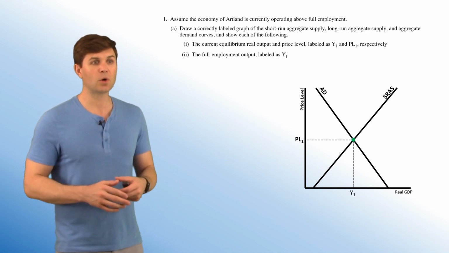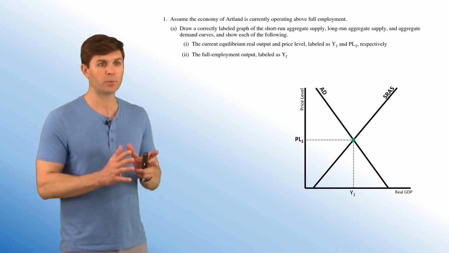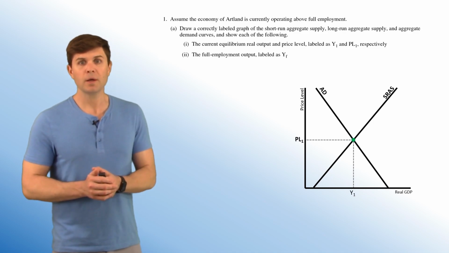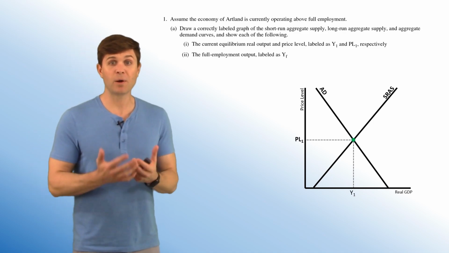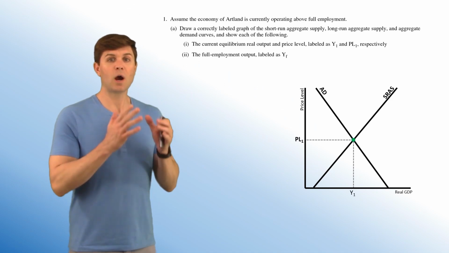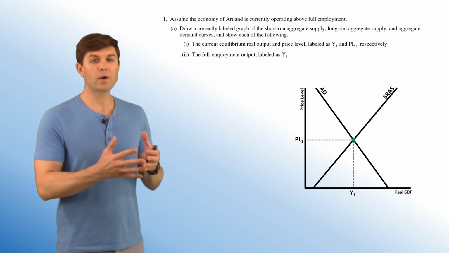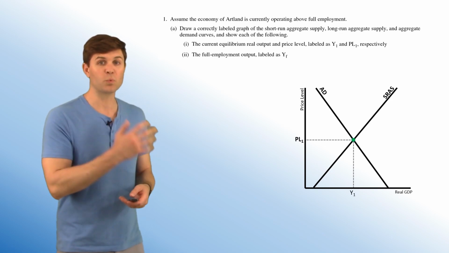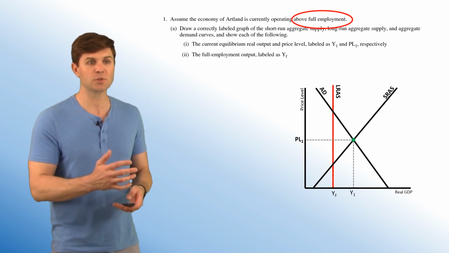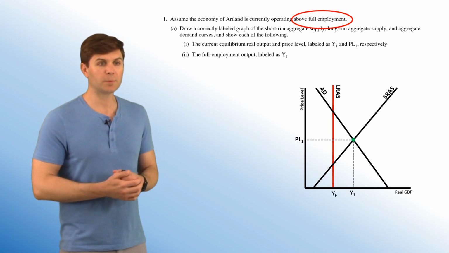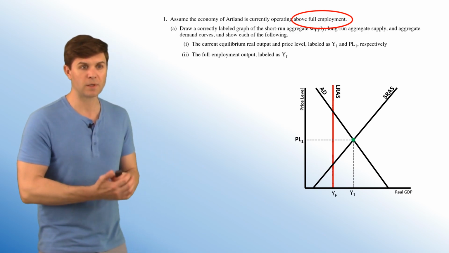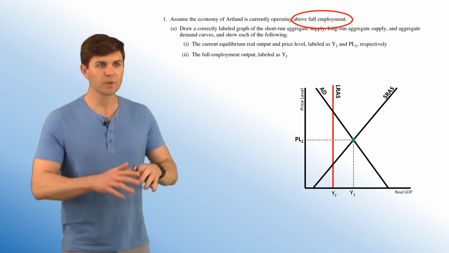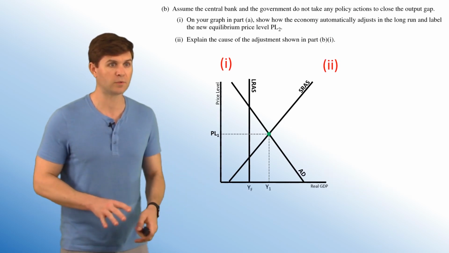The next thing that we need to know is the full employment output, labeled as YF. So in this case, you need to identify where the long-run aggregate supply curve is, our potential GDP. Where is that full employment level going to be? We're producing above full employment, so real is going to be above potential. So our long-run aggregate supply curve should be before the real GDP. So this is it for part 1 of this question.